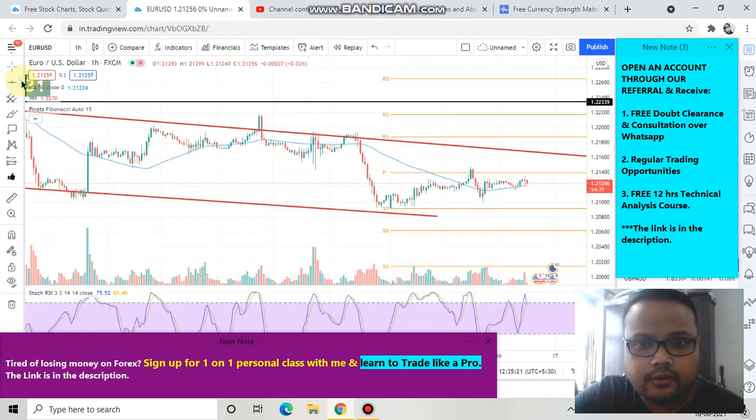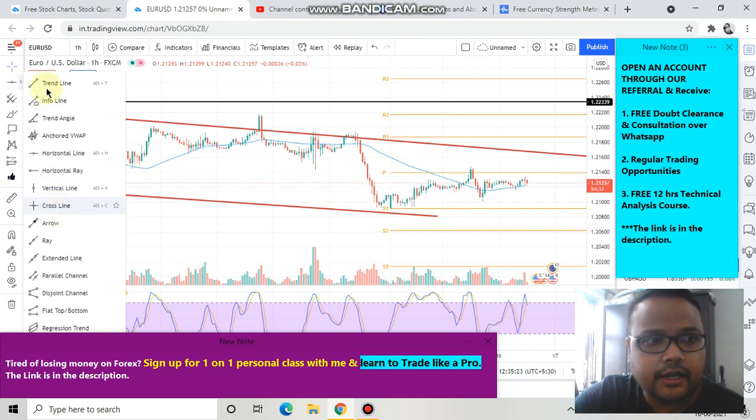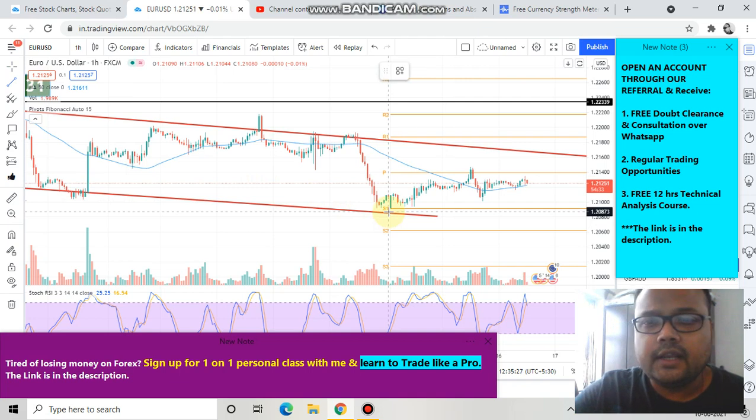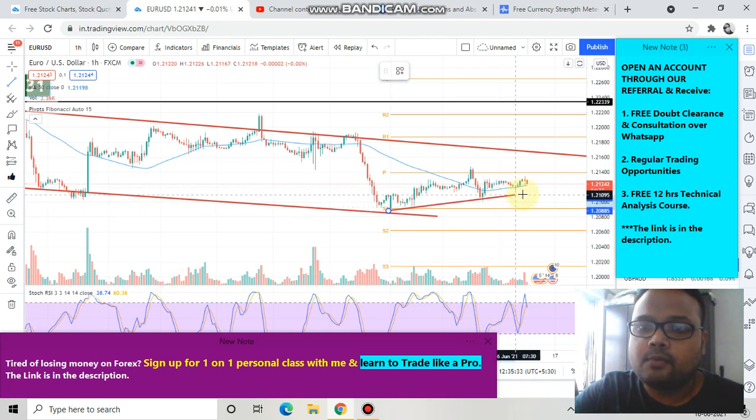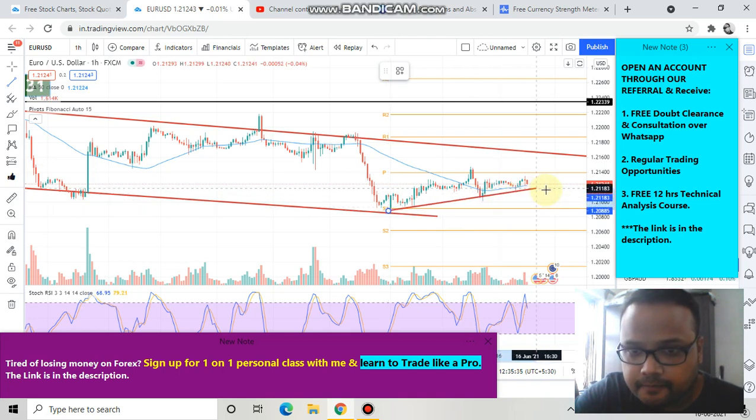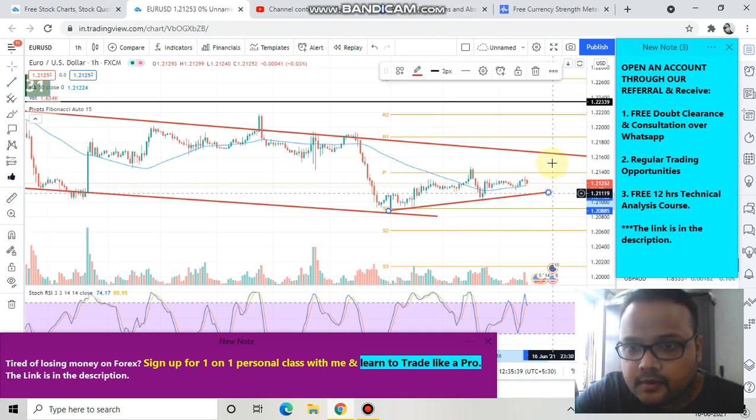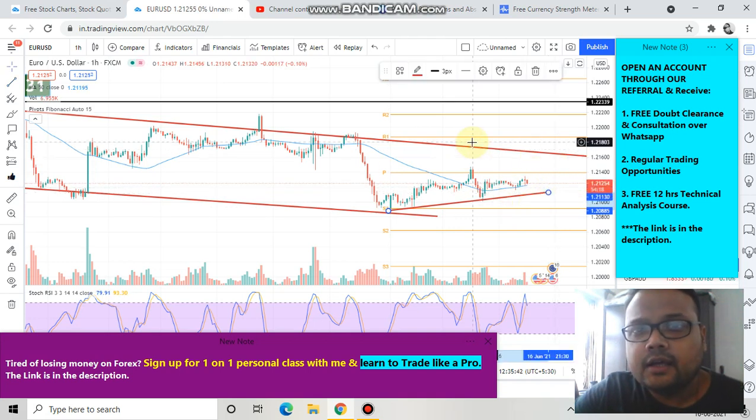Right now you can see that there is not much volatility in the market. Yes, this is true, there is not much movement in the market, but market is kind of following a small channel here. Market is following a small channel here, with a trend line here as a support.